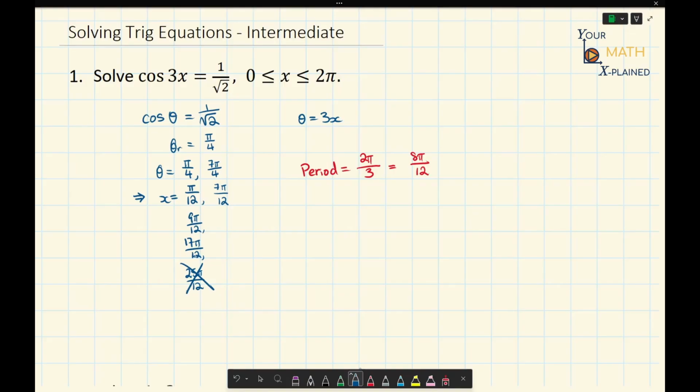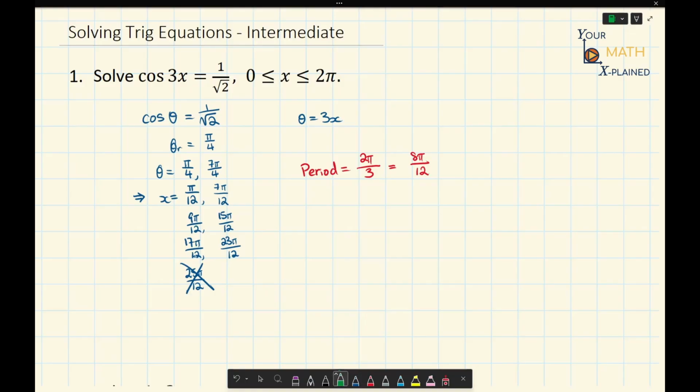Next, we do the same thing. 7 pi over 12 plus 8 pi over 12 would give us 15 pi over 12. And then the next one would be 23 pi over 12, which is just under 2 pi. And we can see that if we add another 8 pi over 12, it would be outside of our domain. And this makes sense because our b value is 3, which means usually we would have two solutions within a full rotation. So if we compress our graph horizontally by a factor of 3, we would have 3 times the solutions, which is why we have a total of 6 solutions in this domain.